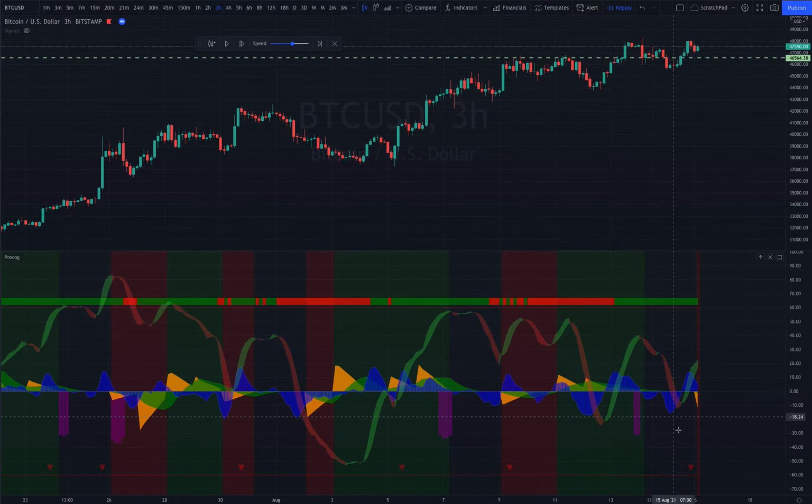Okay, so now we have a signal. We have orange down, green down. This bar is holding green, so that's an up. And this blue is still north of zero, so that's still an up. I wouldn't be mad if you got out here.